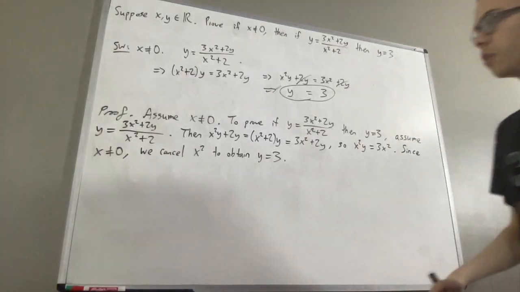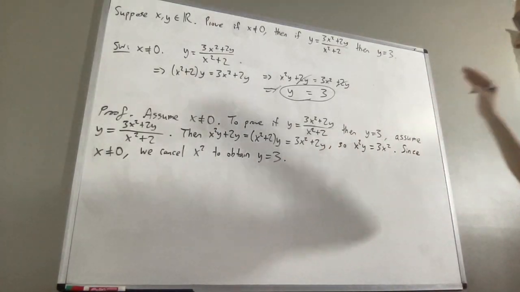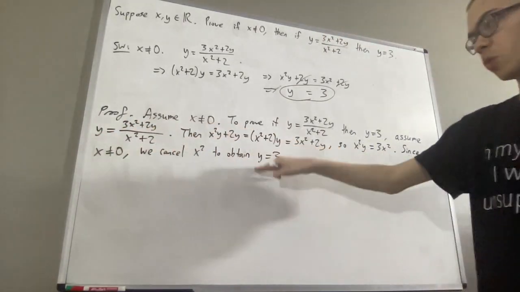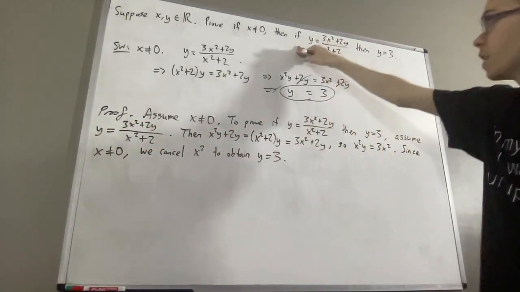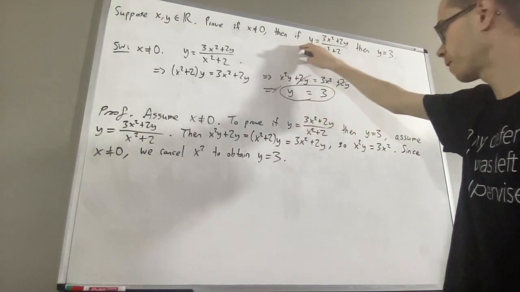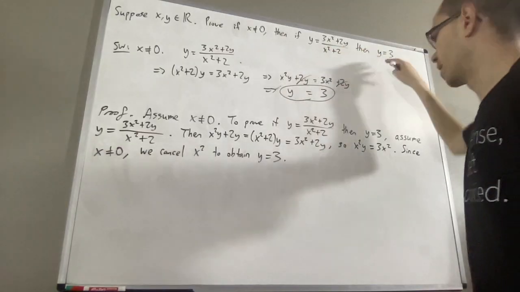So that's it. What we've shown here is, under the assumption that this equation is true, we've logically deduced y is equal to 3. So that means we've proven if this is true, then this is true. So I'm going to write that down. We have proven if this equation is true, then y is equal to 3.